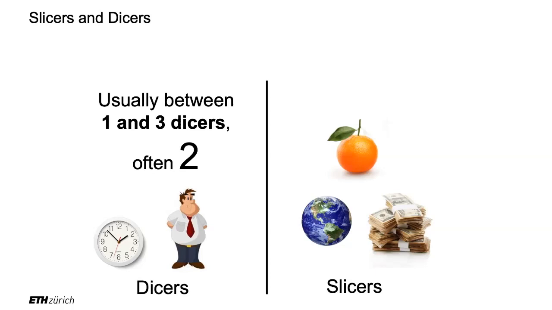Typically what happens is that you take your dimensions and you select some of those dimensions as dicers, typically two dimensions, just because there's two dimensions on a screen or on a sheet of paper. So two dicers, two dicing dimensions, and all the rest you put as slicers, right? So you classify your dimensions as dicers and slicers.